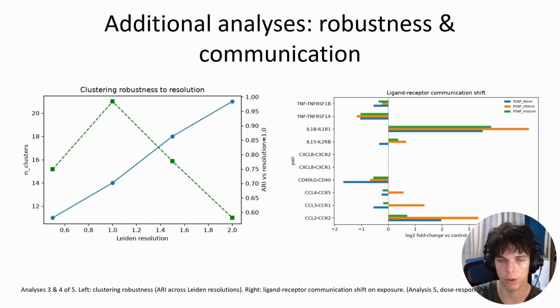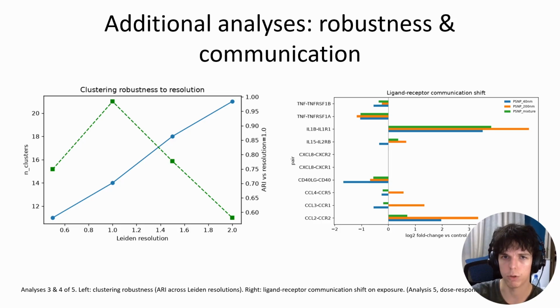The third and fourth analyses: the left plot is a sanity check on my clustering. The green dashed line is how much the grouping still agrees with my default setting, where 1 is identical, so it stays high, so my cells are not a fluke of 1 setting. The right plot is cell-to-cell messaging. Each row is a signaling pair, and the bar goes right if that message got louder after exposure. So the standout is IL-1B, a classic inflammation alarm shooting far right in all exposed samples and furthest under 200 nanometers, so the cells are shouting inflammation at each other.